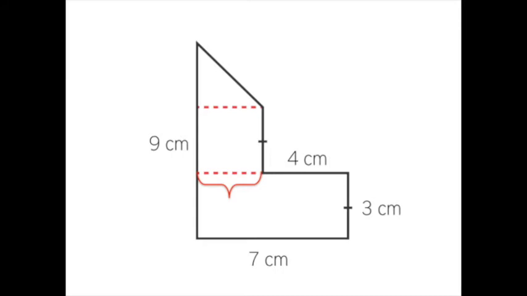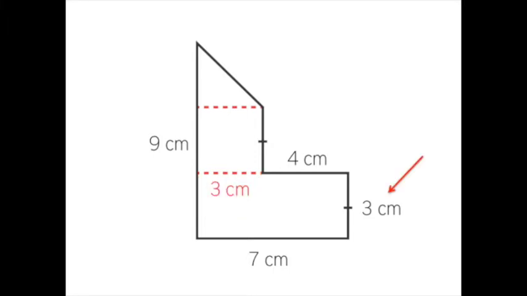Our next step would be to find the dimensions of the missing sides. We'll start by calculating the length of the segment indicated here. The base of the irregular shape is marked as 7 centimeters. The parallel side above that is marked as 4 centimeters, so the missing side would be 3 centimeters.